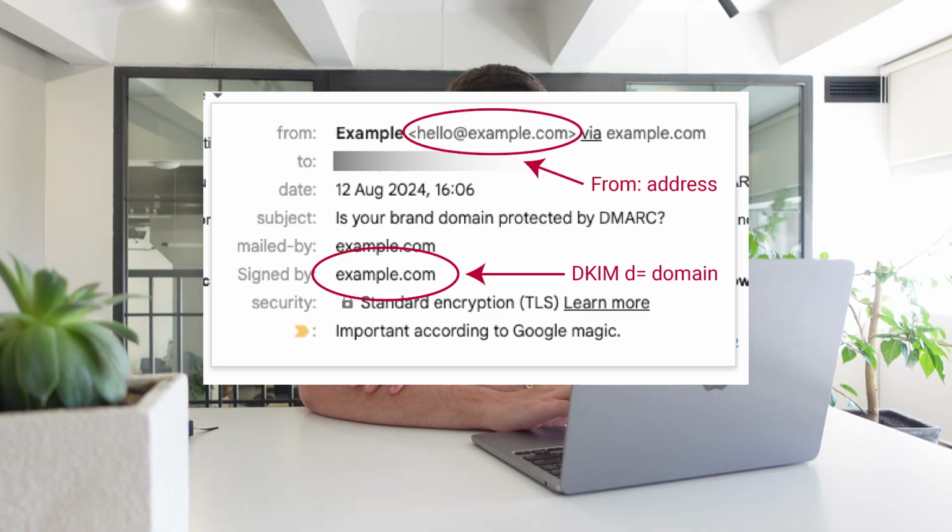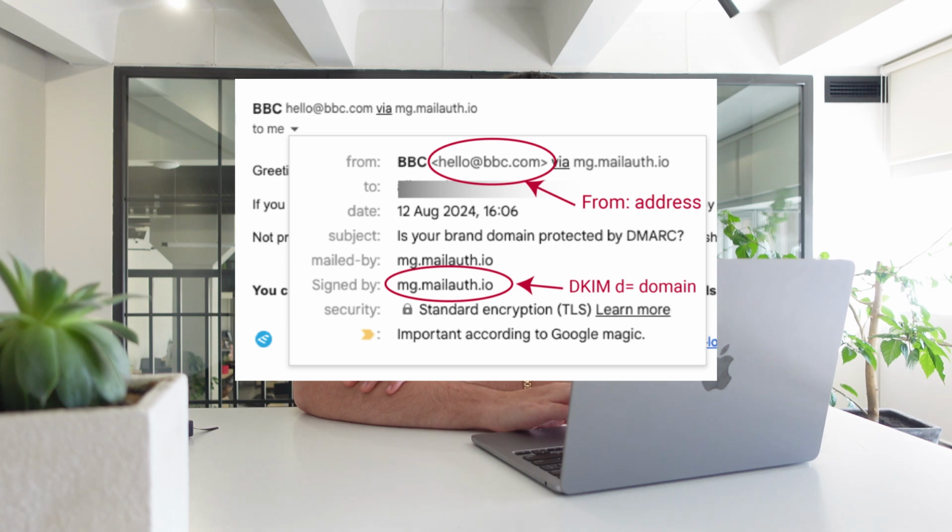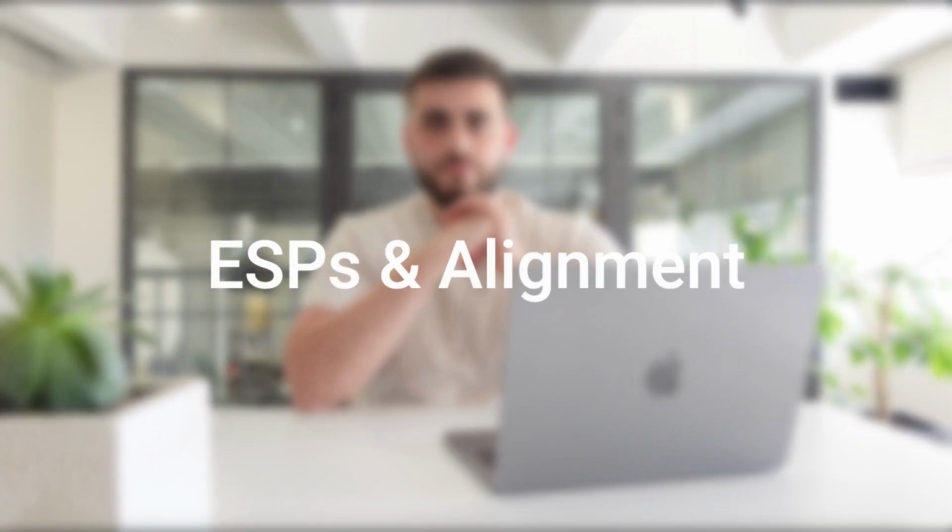Now let's look at the second example. In this example, the signed by domain of the email is mailout.io, which in fact doesn't match with the domain given in the from address of this email, which is bbc.com. In this case, the DKIM is unaligned.